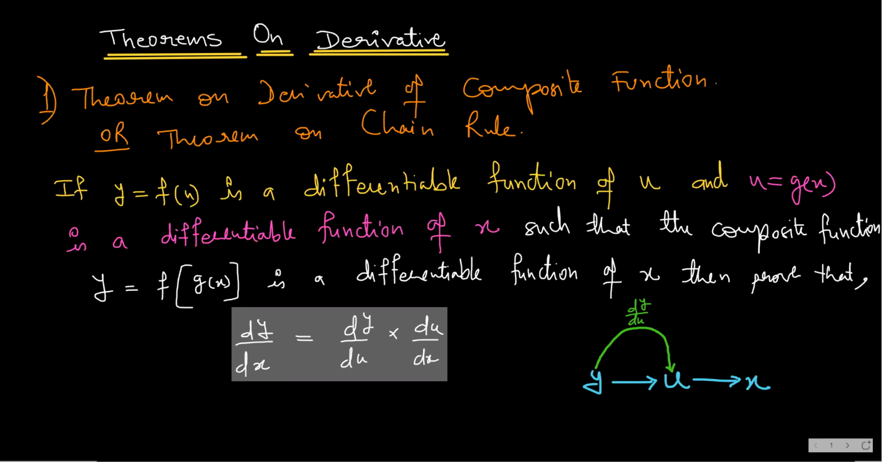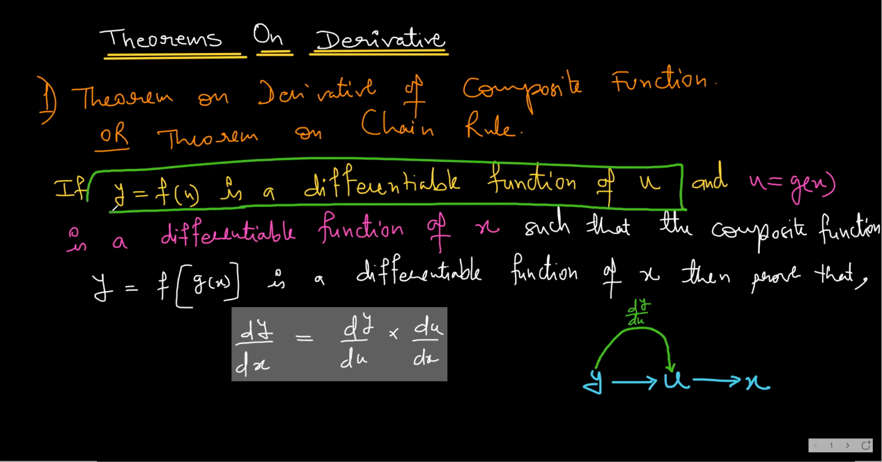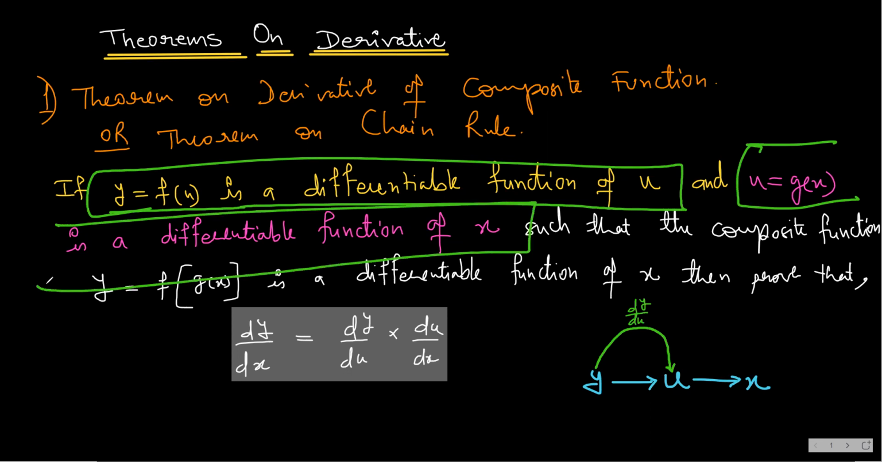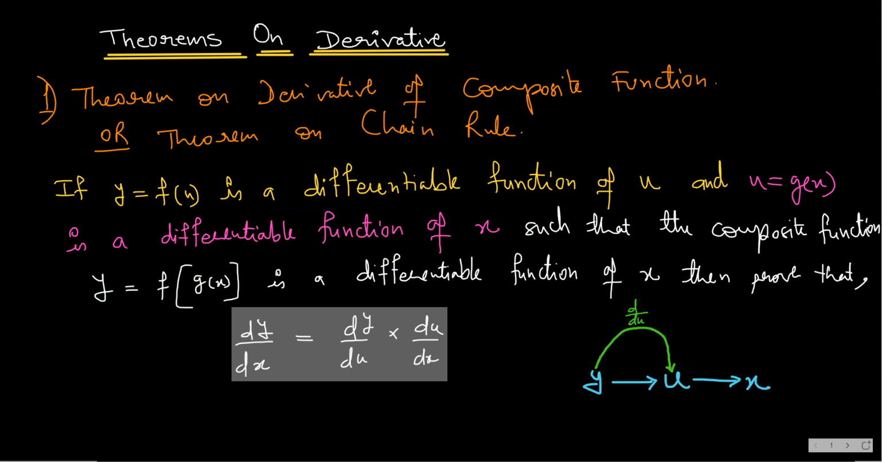What more am I given? I'm given that u is a differentiable function of x. Clearly said, you can check. If y equals to f of u is a differentiable function of u, y is a differentiable function of u. U equal to g of x is a differentiable function of x. Are you getting? So here you have, u is a differentiable function of x. So when u is a differentiable function of x, you can get derivative of u with respect to x. That is, you can get d by dx of u.